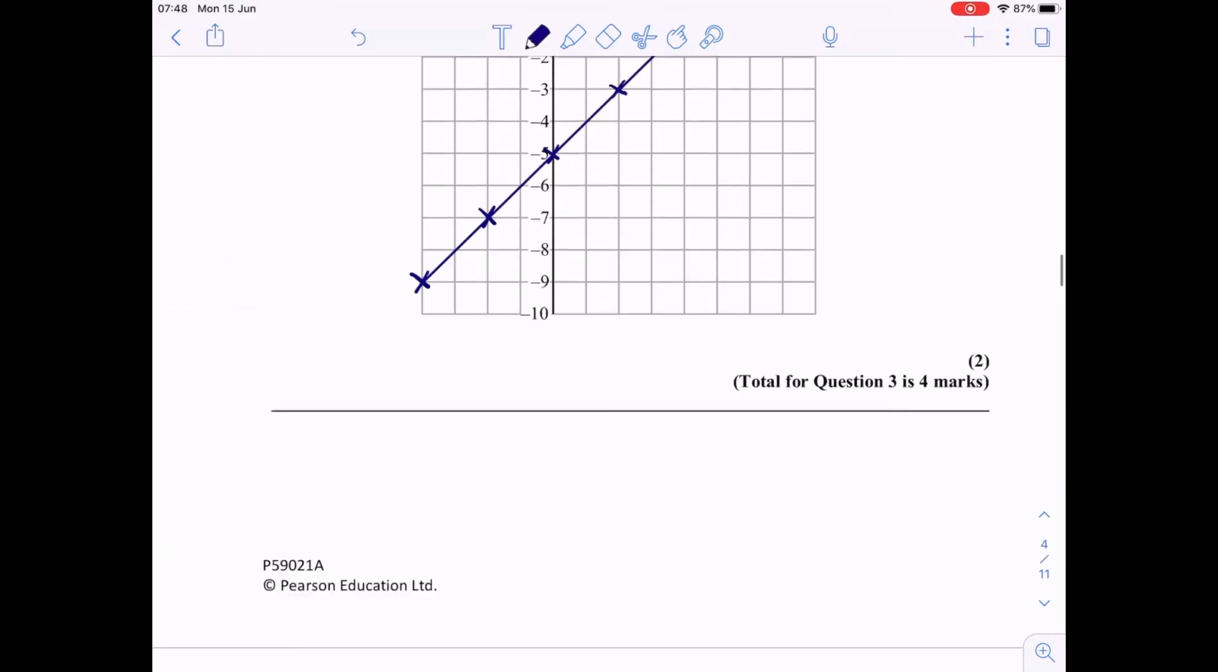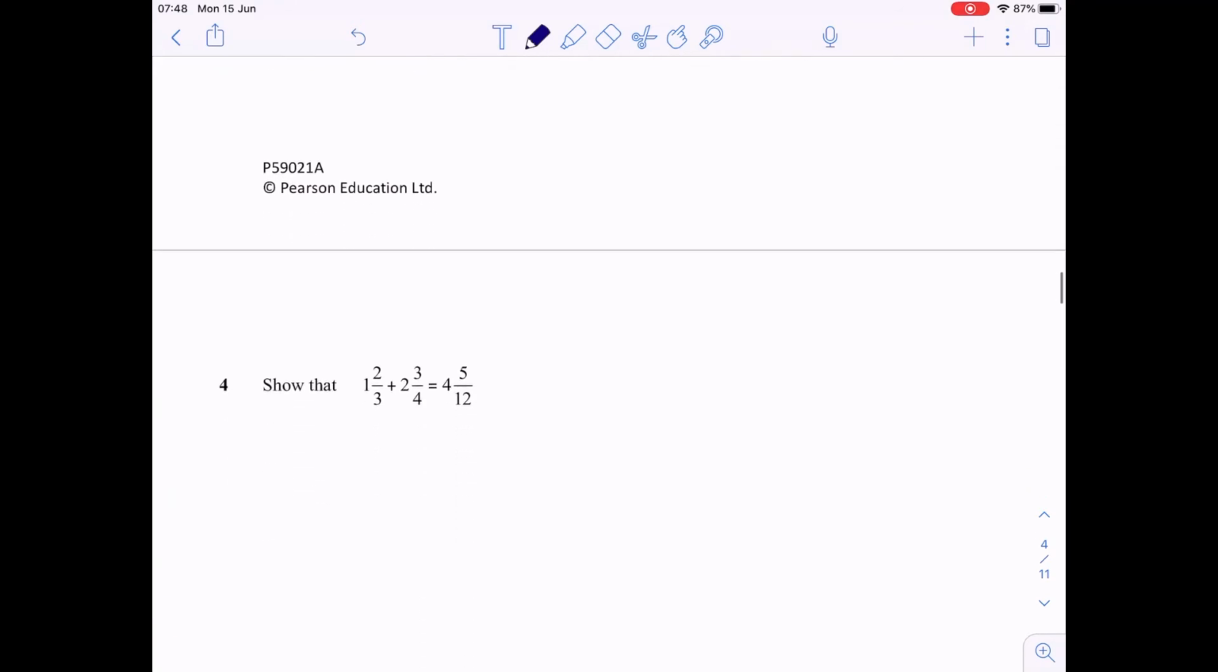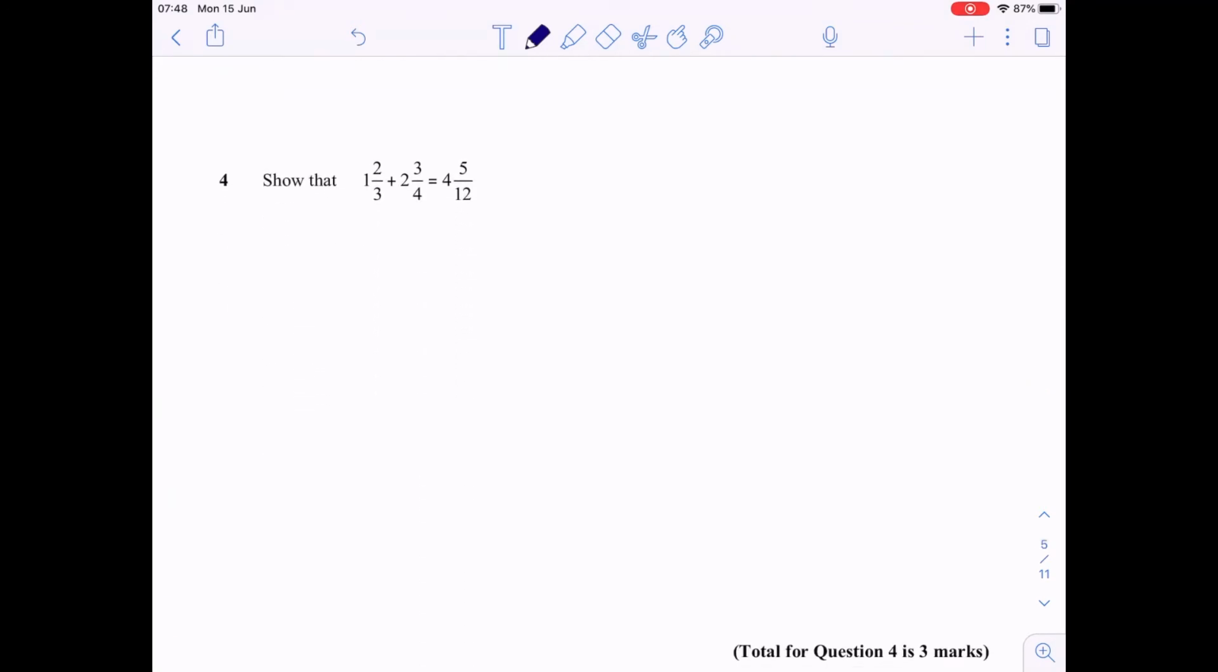Okay, question 4. In fact, is that everything? Yep. Okay, so question 4. We are trying to show that 1 2/3 plus 2 3/4 equals 4 5/12. Now, the way we go about doing this is we ignore the right-hand side for now. That is our answer. So we don't want to use that to help us solve it. We can sort of refer to that at the end and check that we've got the right answer.